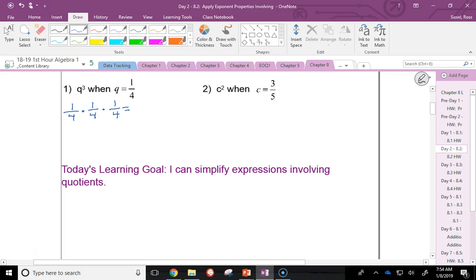And then can we solve that? Well, that's pretty simple. 1 times 1 times 1 is 1. And 4 times 4 is 16. 16 times 4 is 64. So that is our final answer. Now, I did it the long way, and I just showed you what it really means. When we do q to the third power, it means 1/4 times 1/4 times 1/4. Can you see a shortcut now? What probably is this whole rule going to be?